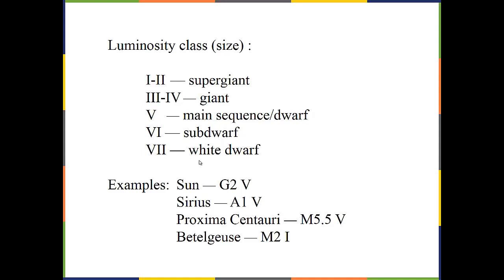Proxima Centauri is cooler than the Sun. As an M main sequence star, it's also smaller than the Sun. Betelgeuse is also cooler than the Sun, but it's a supergiant. In this case, its size more than compensates for its low temperature, and so it's extremely luminous.